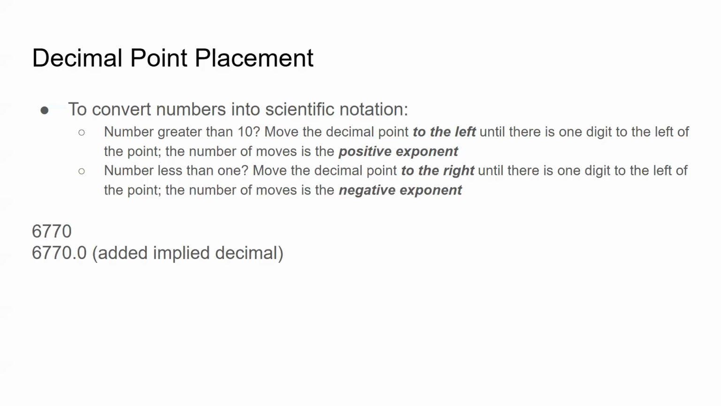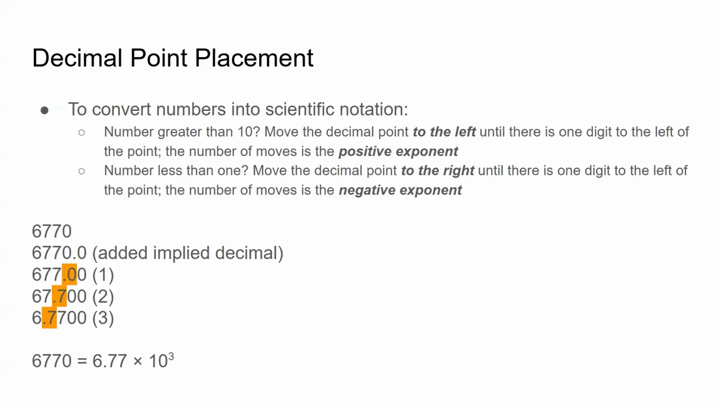6,770. First, I'm going to add the implied decimal point and now start moving it to the left. Move it once, move it twice, move it 3 times, and now I've got one digit left of the decimal point. So 6,770 is 6.77 times 10 to the third.